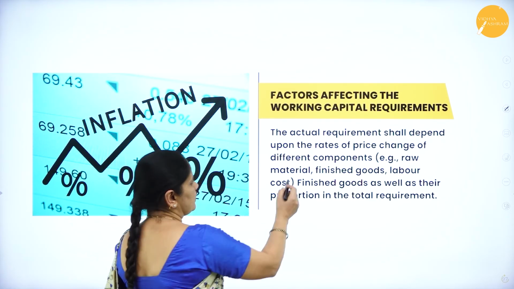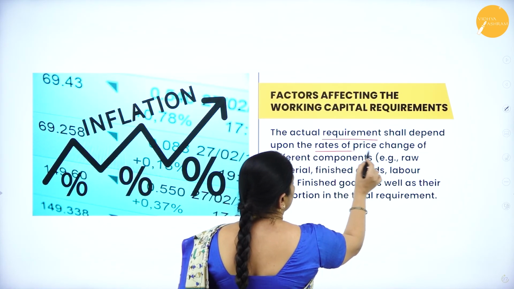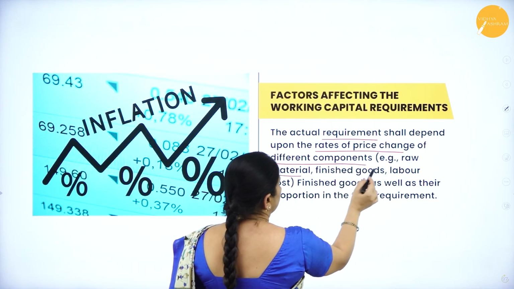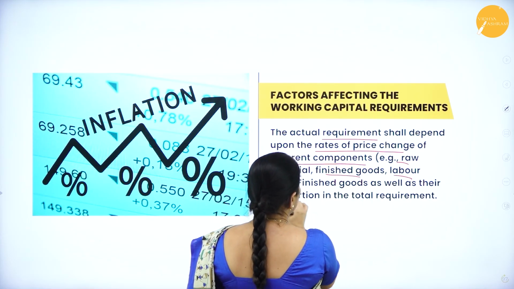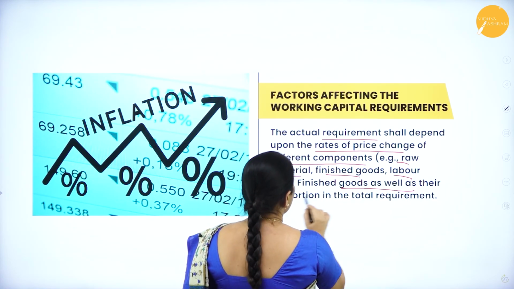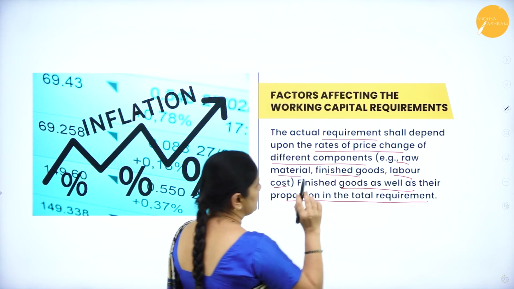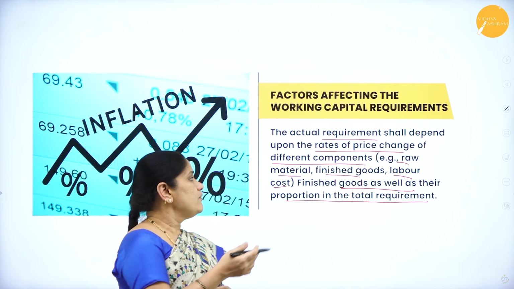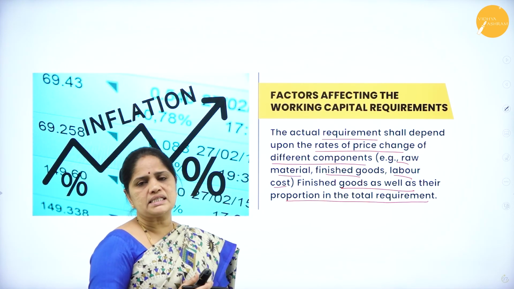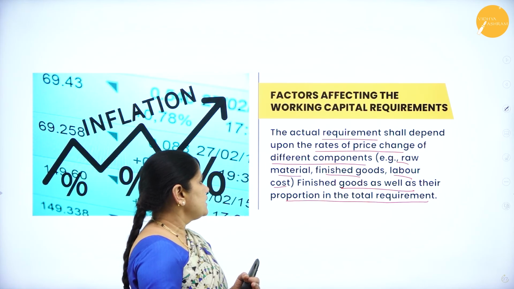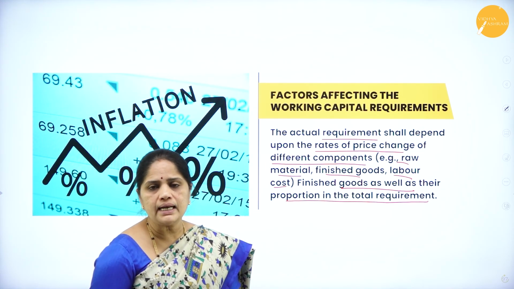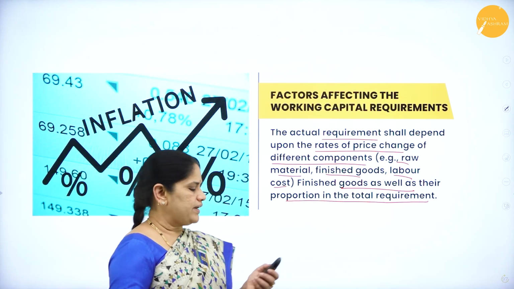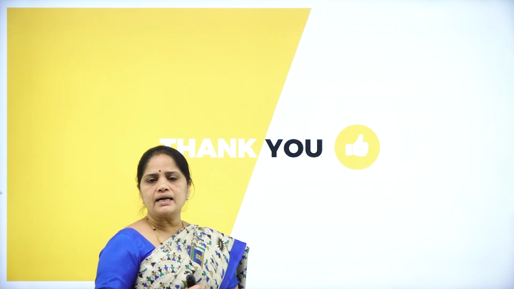Then the actual requirement shall depend upon the rates of price change of different components, for example, raw material, finished goods, labor cost, etc., as well as their proportion in the total requirement. So, the total requirement of the working capital will depend on all these things, that is the price of raw materials, the price of finished goods, and also the labor cost involved. So, all these together, they affect the working capital of the company.